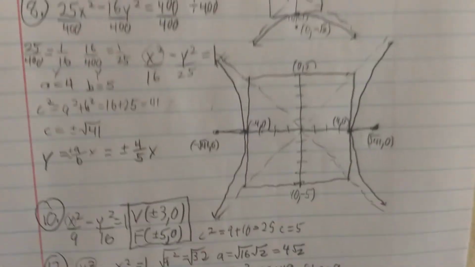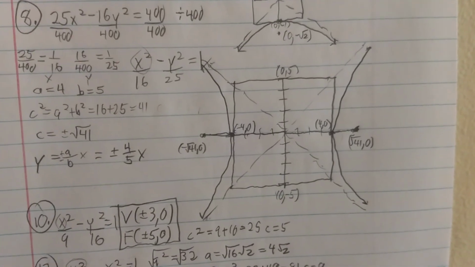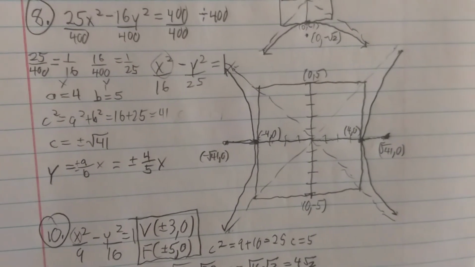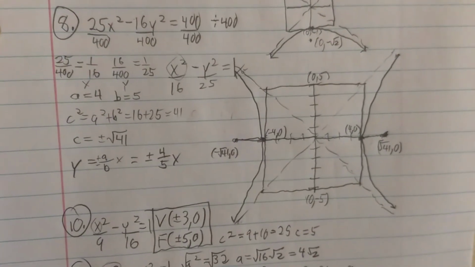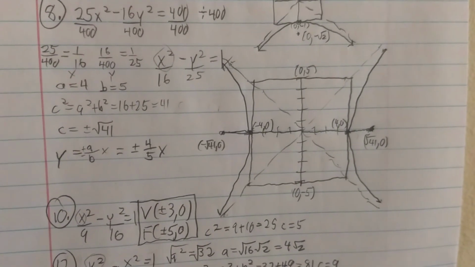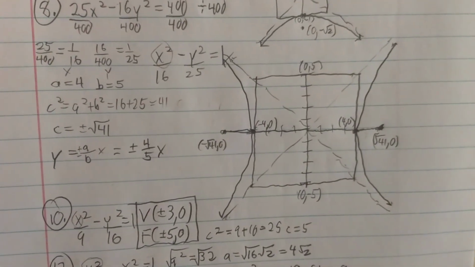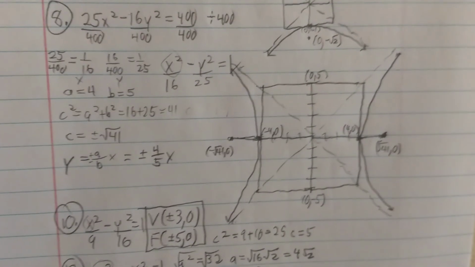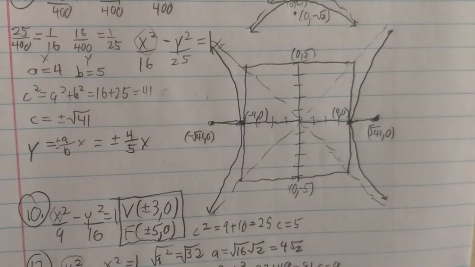Okay, now the next one, 8, is 25x squared minus 16y squared equals 400. So we divide everything by 400 to make it equal to 1. So 25 over 400 x squared minus 16 over 400 y squared equals 400 over 400. Now on the calculator, we do the 25 over 400, math enter is 1 over 16. The 16 over 400, math enter is 1 over 25. So this simplifies to x squared over 16 minus y squared over 25 equals 1.